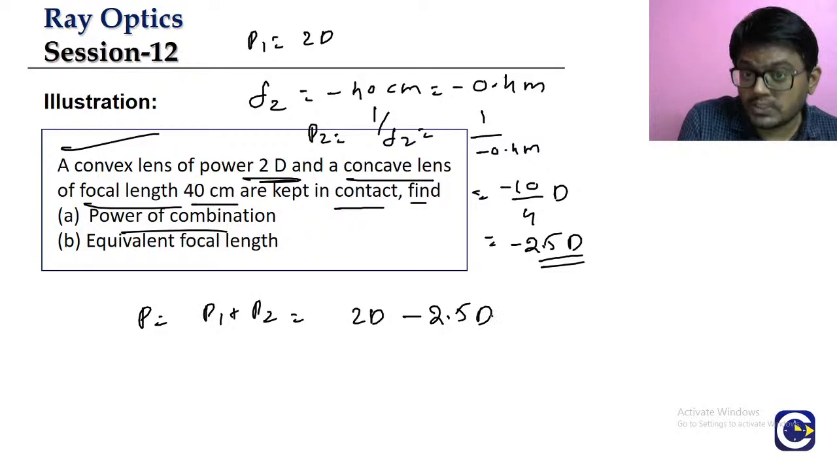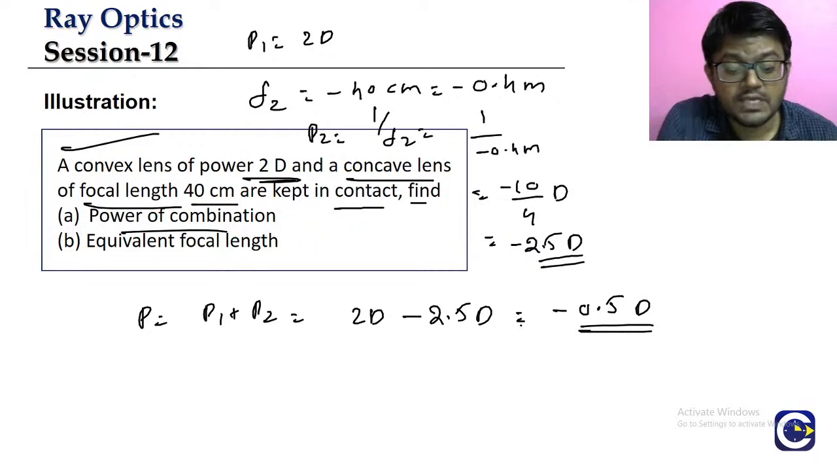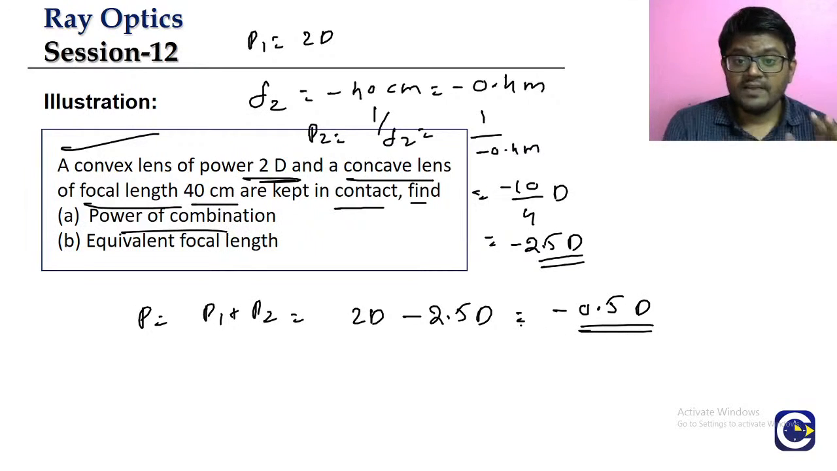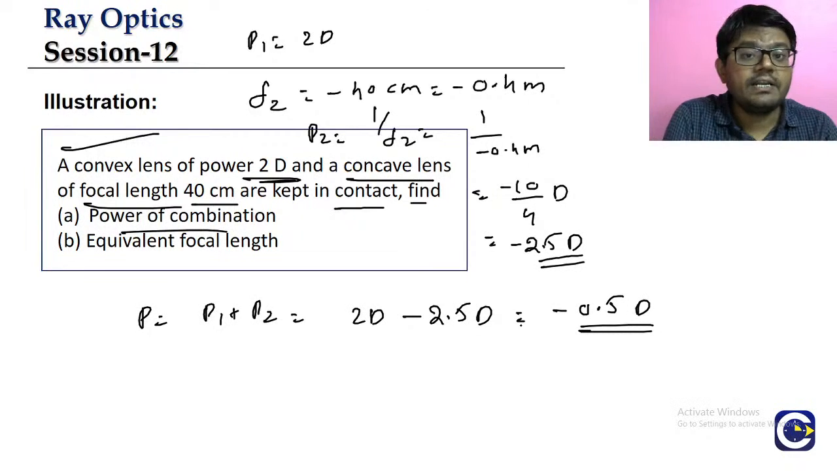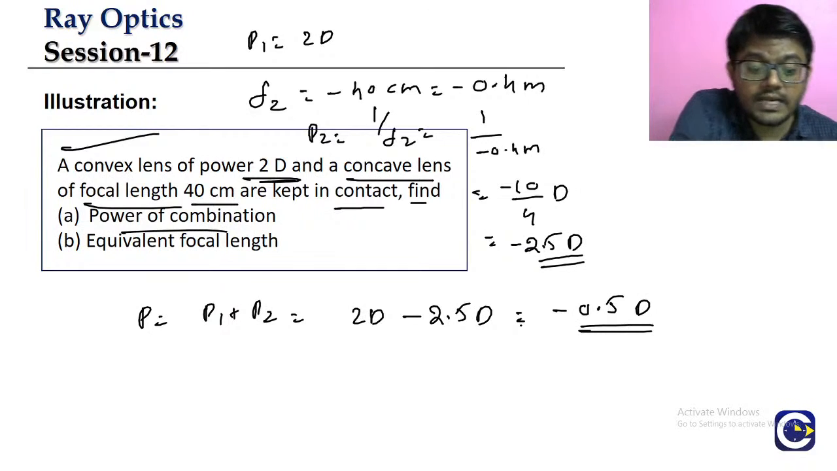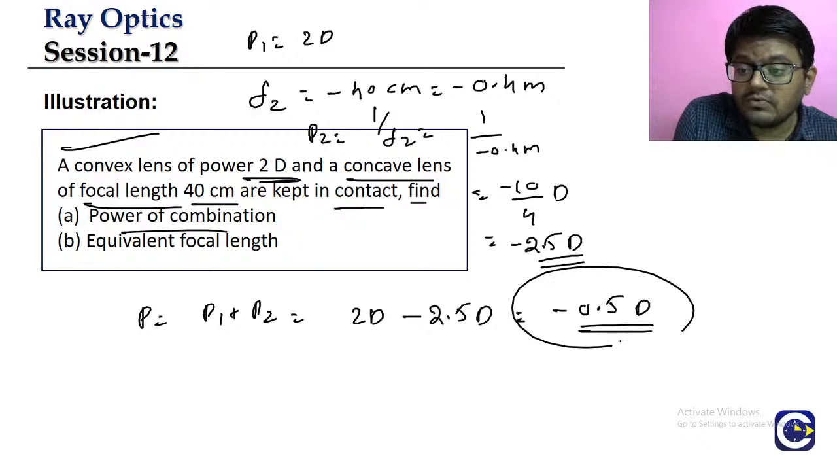P2 is what? Minus 2.5 diopter. What is the total? Minus 0.5 diopter. It means the combination, right? We are taking one convex lens and one concave lens. The combination's net effect is what? Look at this. When you see the power is negative, what conclusion can we make? The combination of these lenses is acting net as a concave lens, isn't it? Because the power of the combination is negative, this is acting as a concave lens.